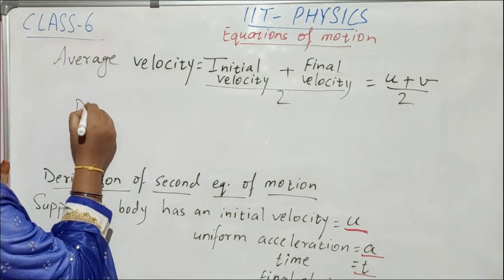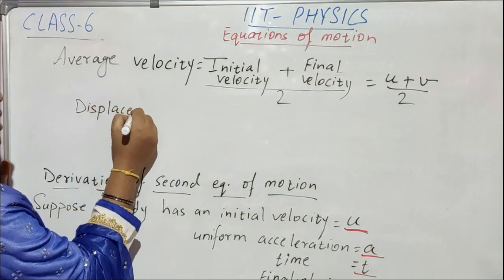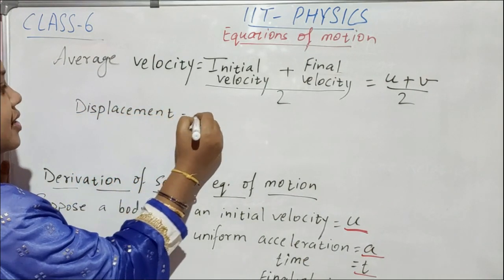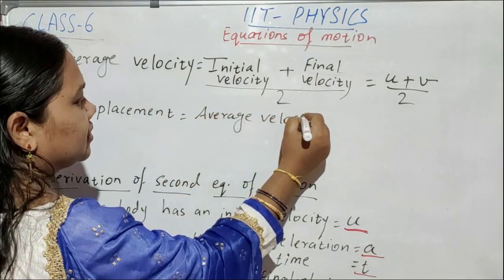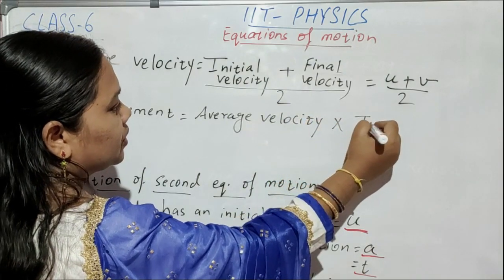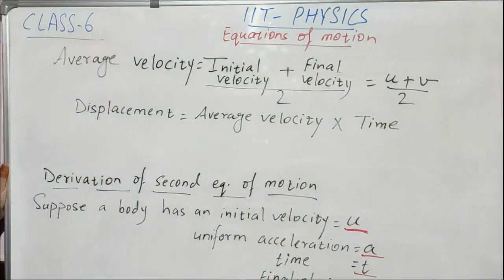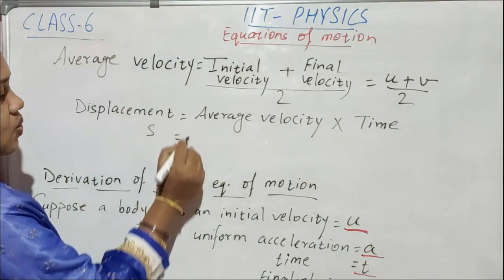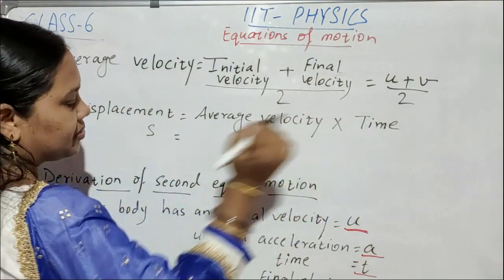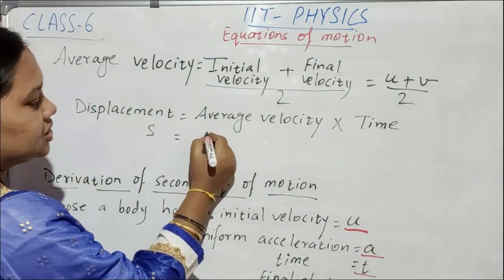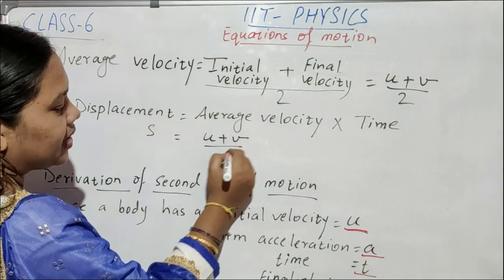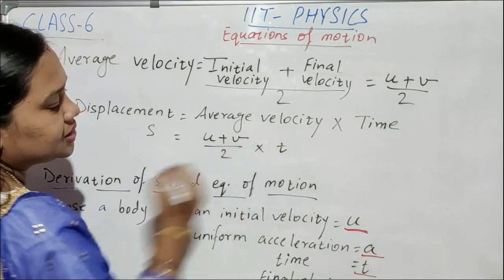Now displacement is equal to what? Average velocity into time. Is it not, children? Yes or no? Displacement is denoted by S, and it is equal to average velocity into time. Average velocity, how much did we get here? Average velocity is equal to u plus v by 2, into time t.